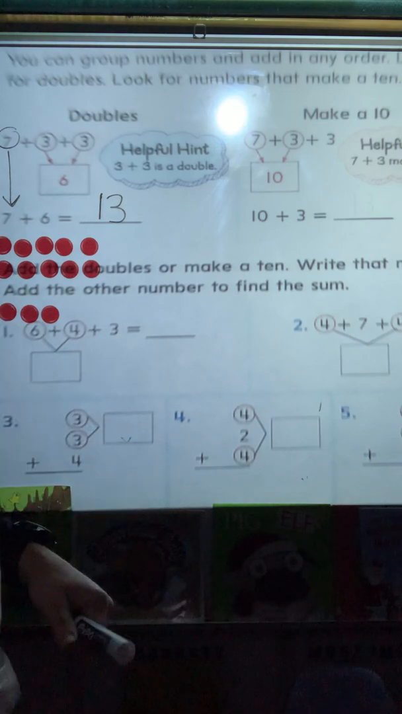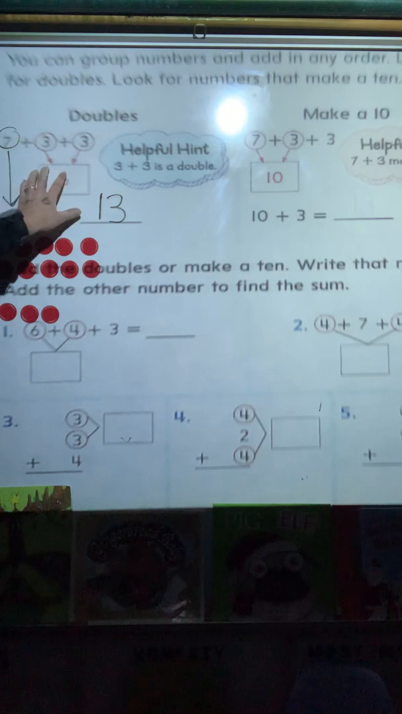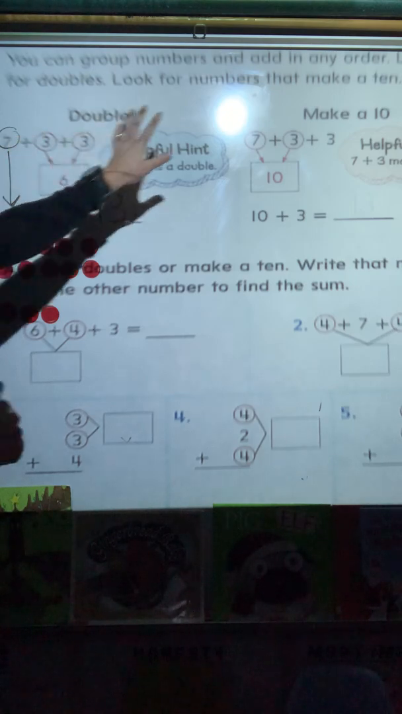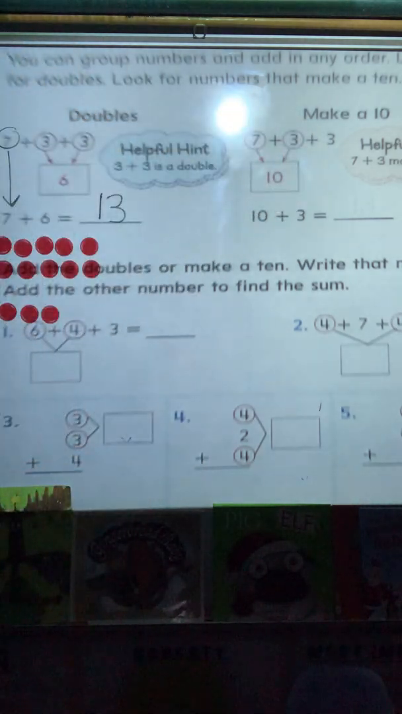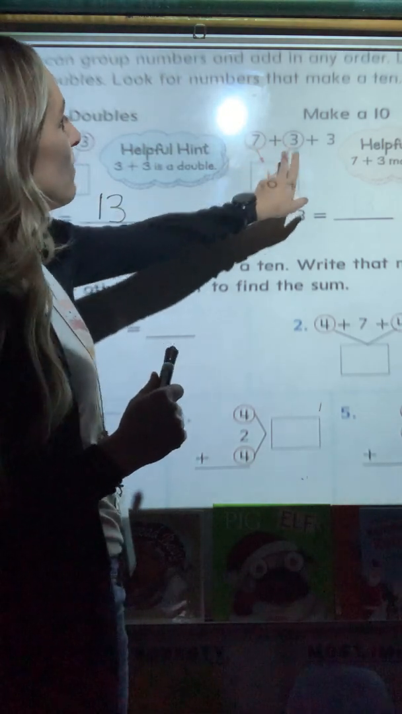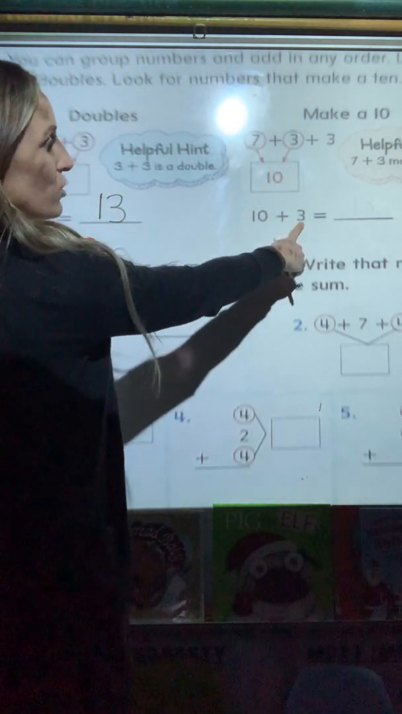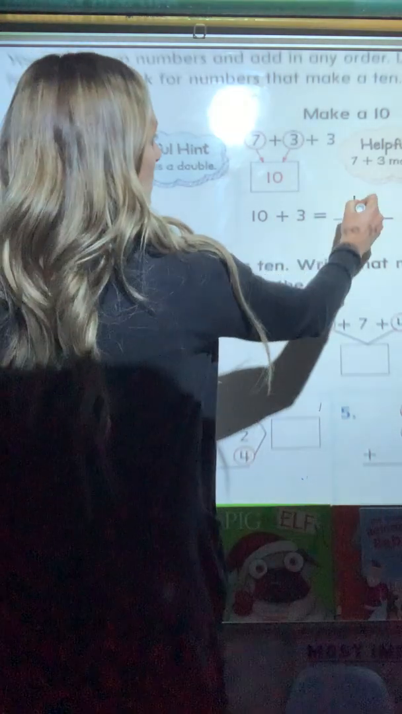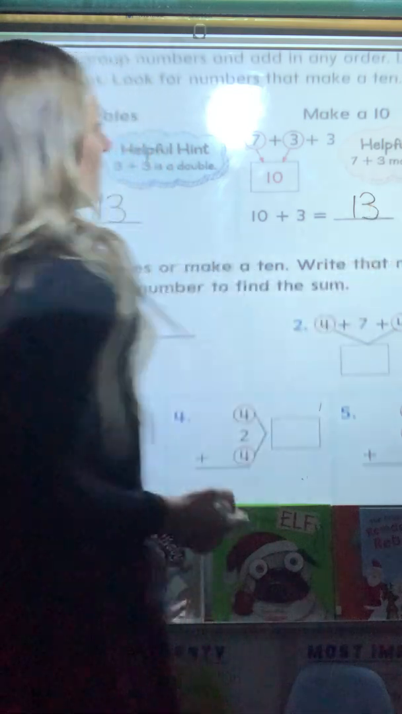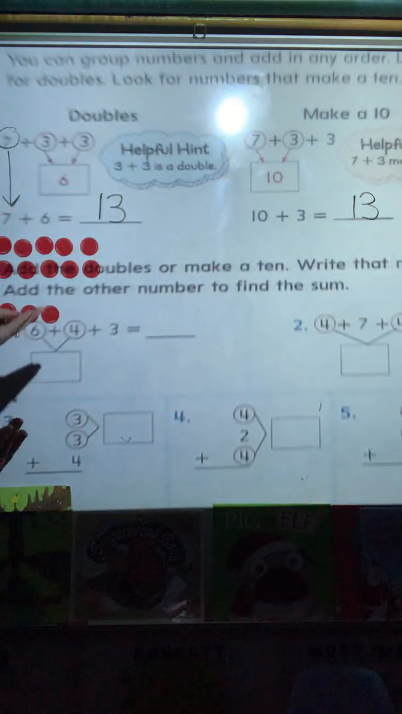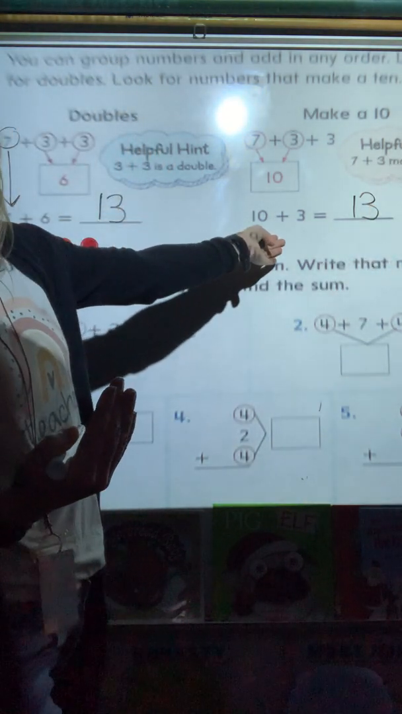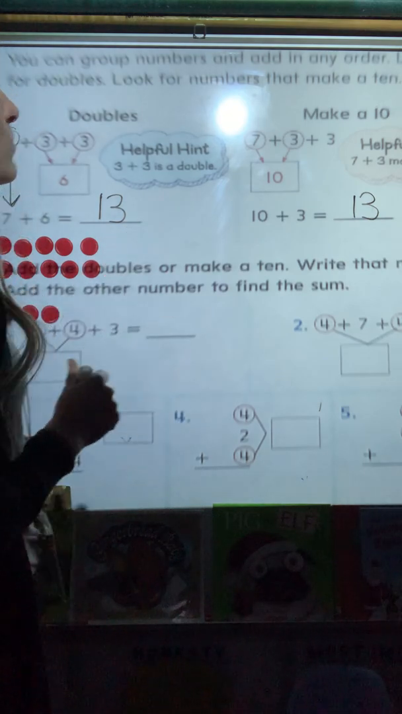Now over here, we're doing the way that I think is a little bit easier where you make a 10. This was the doubles fact way. This one is the making the 10. So we know that 7 and 3 make 10, and the remaining number that we needed to add was just the 3. So 10 and 3 equals 13. The answer is the same. It's just 2 different strategies on how to get that answer and break the numbers apart.